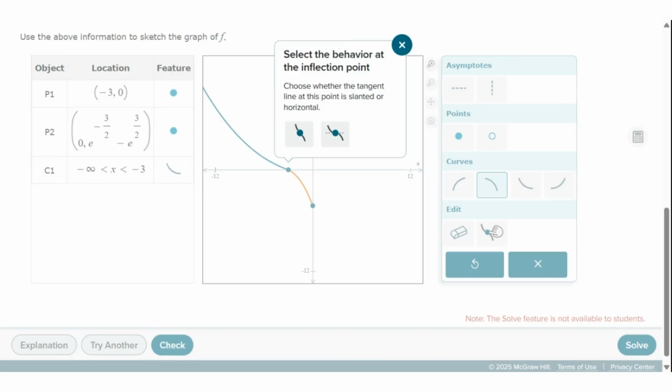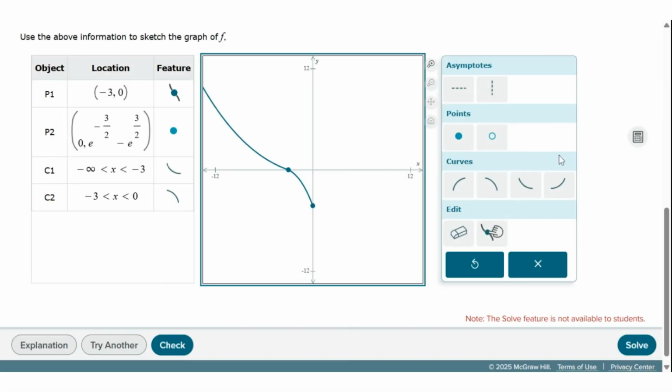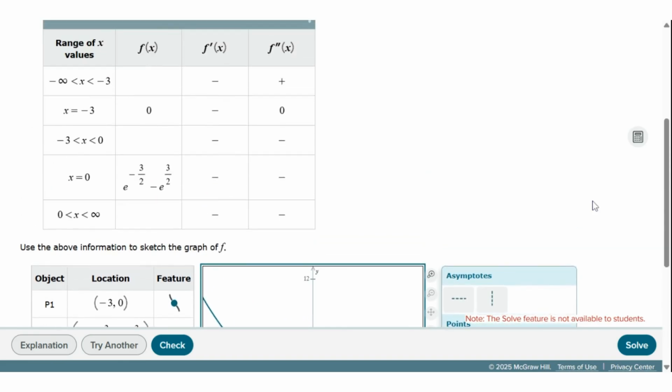So it is asking us to select the behavior at the inflection point. And what we noticed, we have two choices here. Either it's a slanted tangent line or it's horizontal. We noted that the first derivative was not 0, so we're going to choose the slanted. If it was 0, you'd choose the horizontal. Okay, almost done with this one.